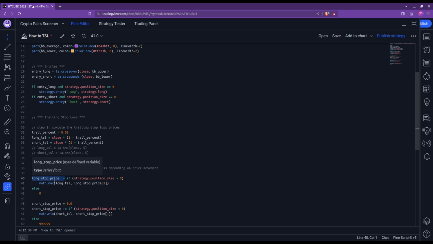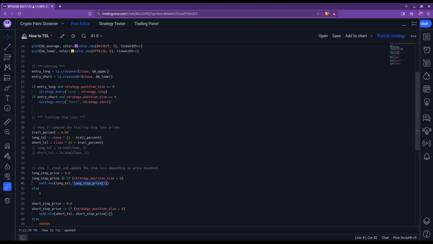And here we have therefore two possibilities. Imagine indeed the price has moved upwards and therefore our long TSL according to our strategy has also moved upwards, and therefore it will by definition be larger than what it was at the previous candle.